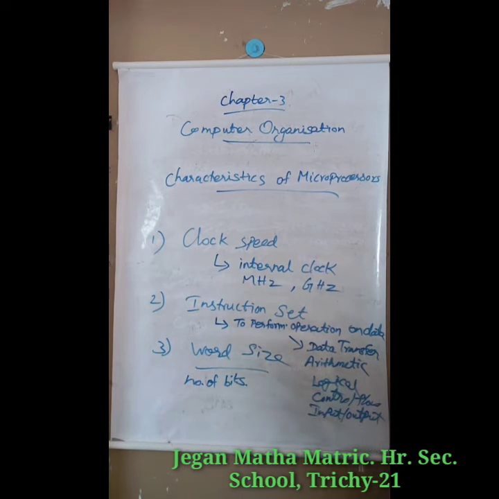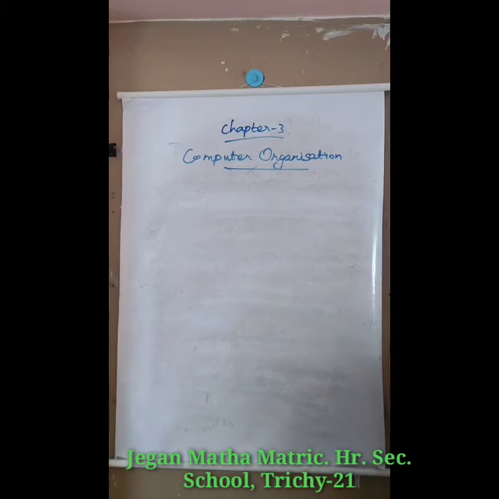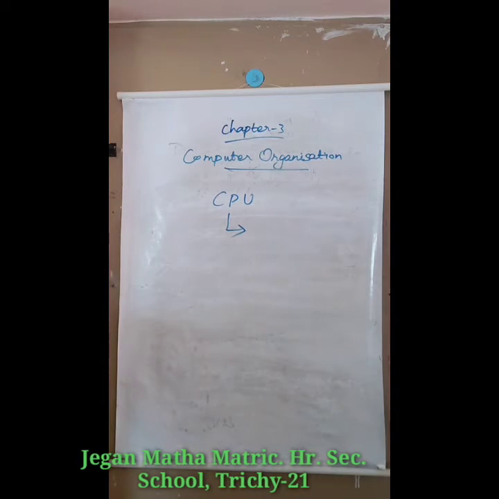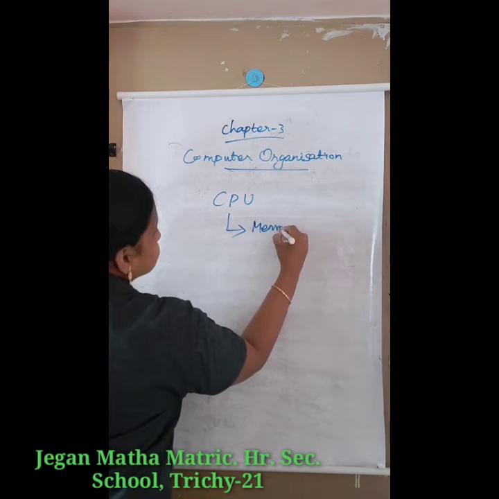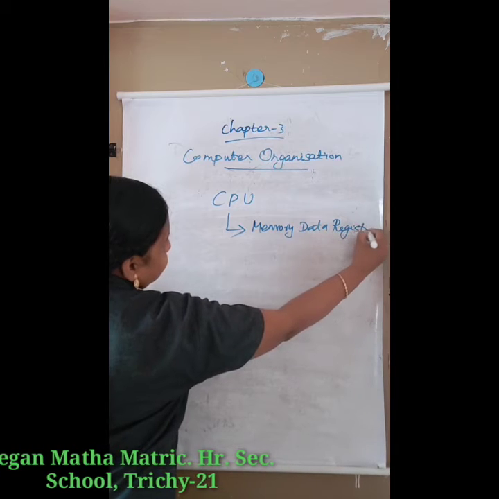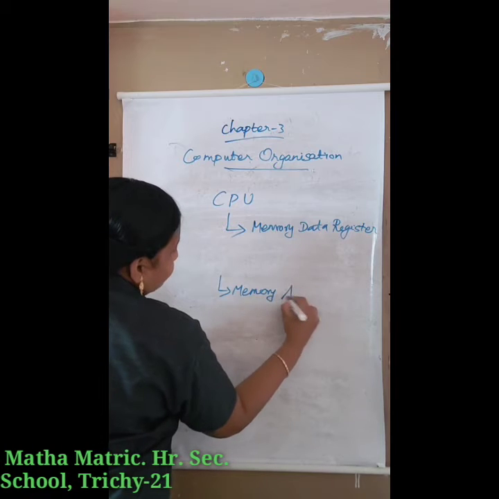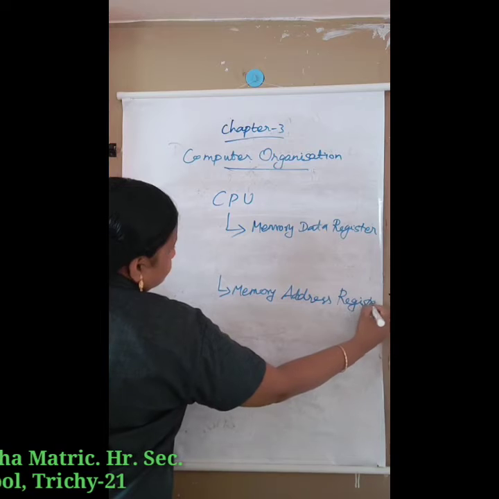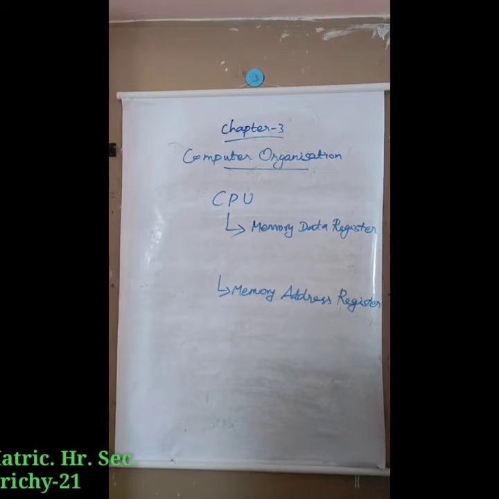Then the next one is the data communication between CPU and memory. The CPU has two things. The first one is MDR, memory data register, and the second one is MAR, that is memory address register. So the CPU has a memory data register and a memory address register.